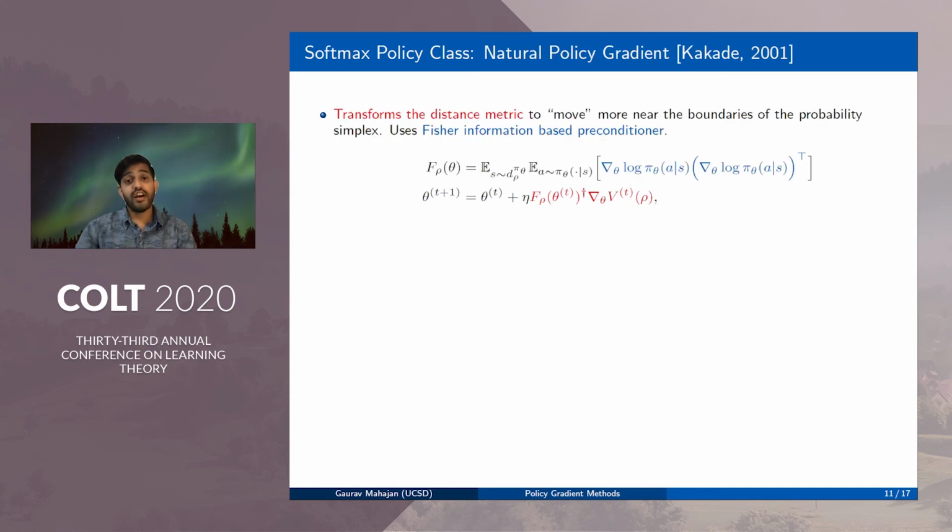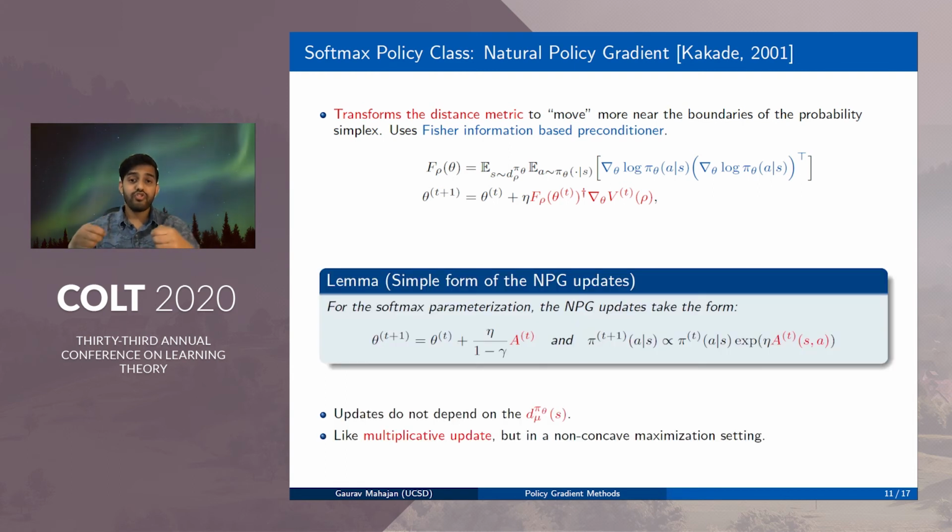For that, we'll consider another natural algorithm, the natural policy gradient algorithm introduced by Kakade in 2001. This algorithm uses a Fisher information-based preconditioner to transform the gradient to move more near the boundaries of the probability simplex. For the softmax parameterization, there is a much simpler form for this algorithm, where the updates in the parameter space do not depend on the state visitation distribution, and the updates in the policy space are very much like a multiplicative weights update, even though this is a non-concave maximization setting.